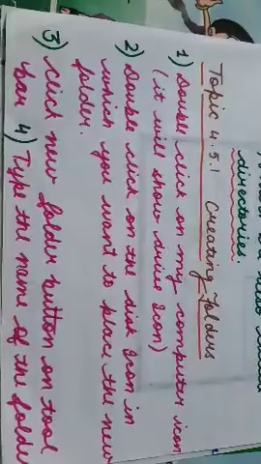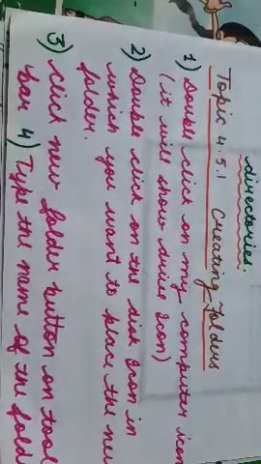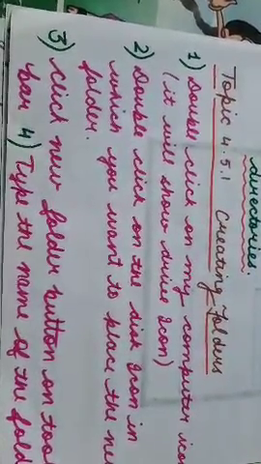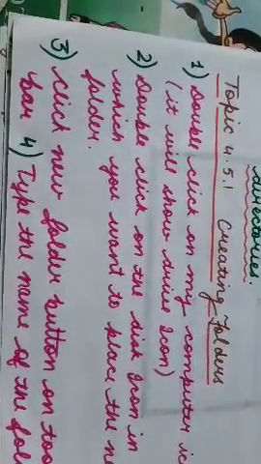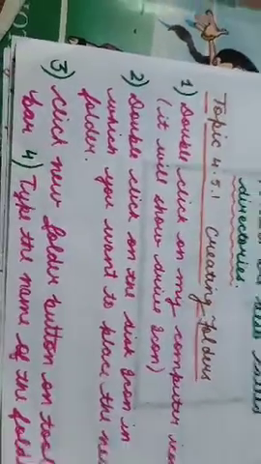Next topic is 4.5.1, creating a folder. How can we create a folder? Step number 1, double click on My Computer. It will show the drive icons, meaning the C, D, E, F drives. Double click on the drive icon in which you want to place a new folder, and the last step is to click on the new folder button on the toolbar. It creates a new folder. Type the name of the new folder as you desire, and after typing the name, the system will display a folder that has the same name.